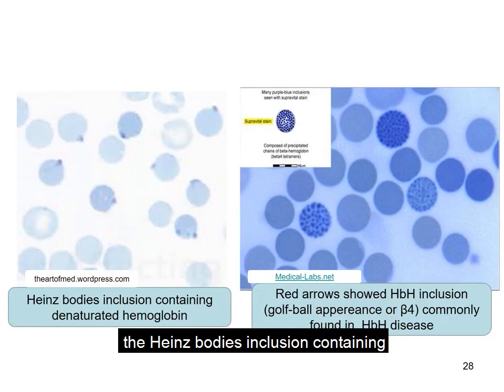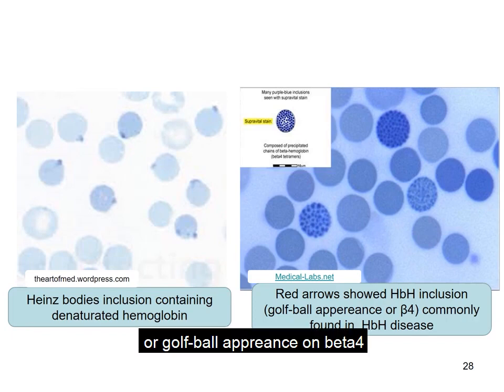The Heinz body inclusions contain denatured hemoglobin. The red arrow shows HbH inclusion or golf ball appearance on beta 4, commonly found in HbH disease.